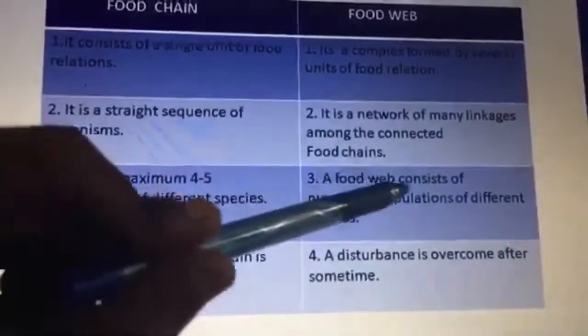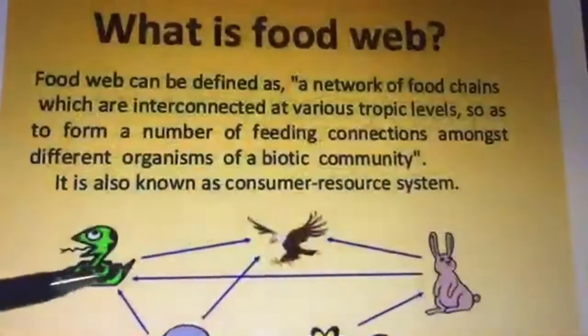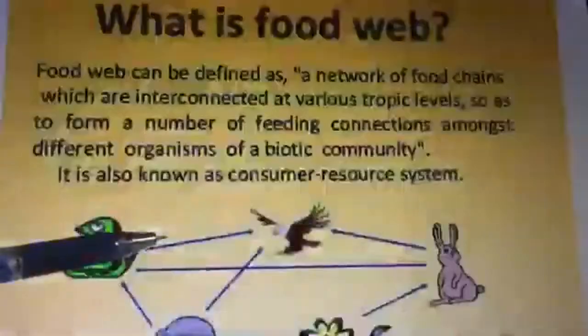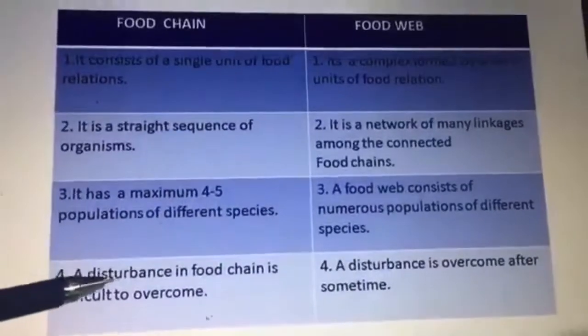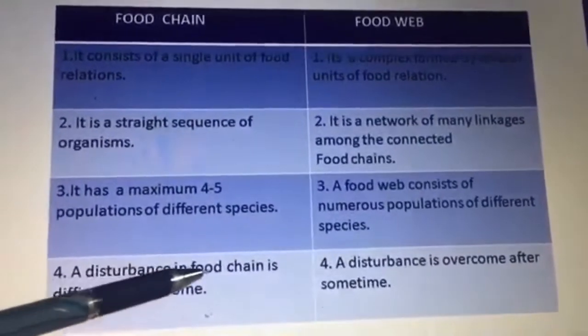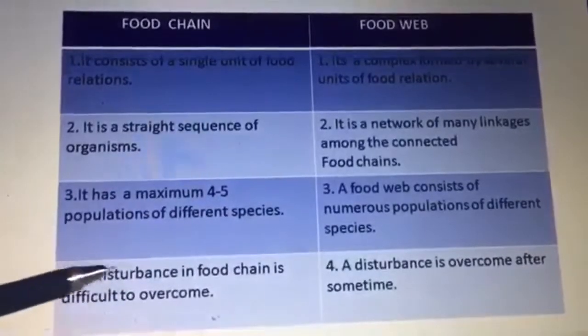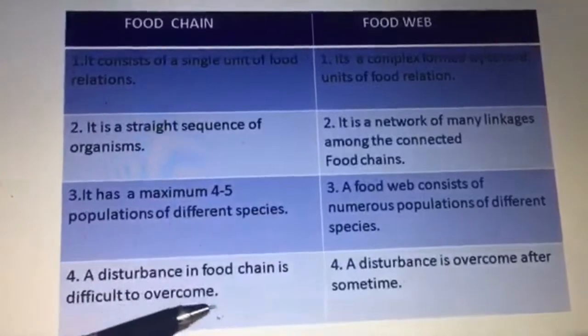But a food web consists of numerous populations. For example, you see here numerous populations are here. Okay, here single populations, here numerous populations. Okay, next, a disturbance in the food chain is difficult to overcome.